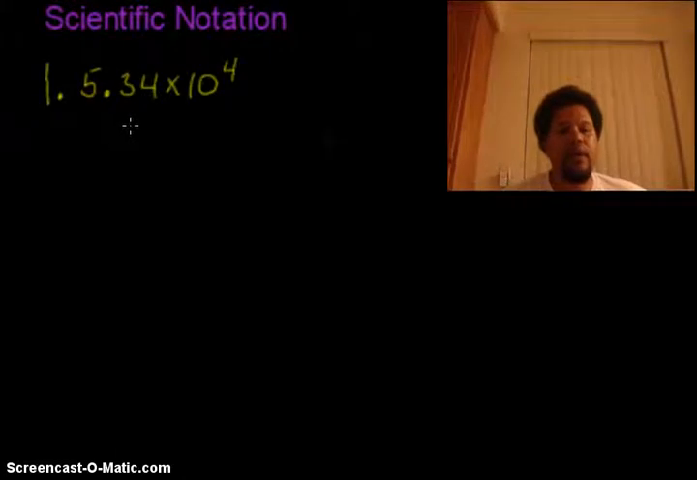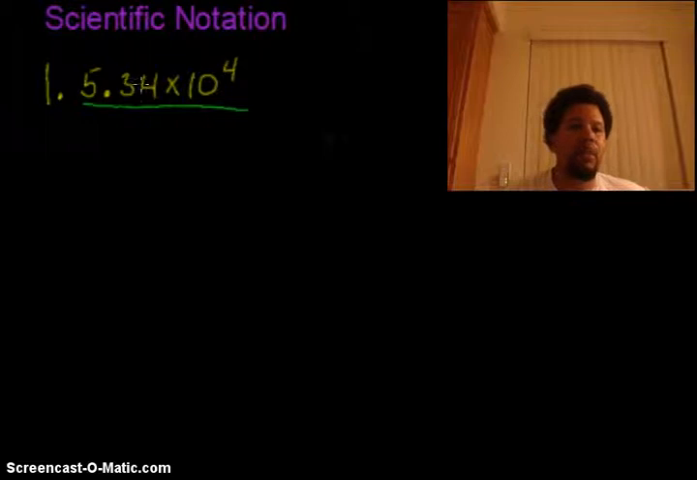Here we have a number that is already in scientific notation. It's 5.35 times 10 to the fourth. This is what is known as scientific notation: some number times a factor or a power of 10, or 10 to some power. That's how we could say it. Product of 10 to some power.